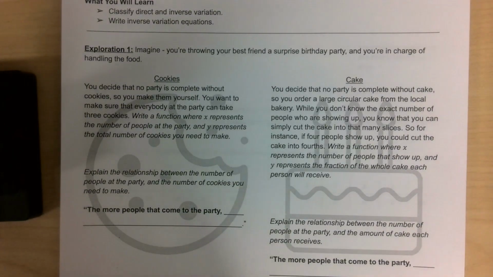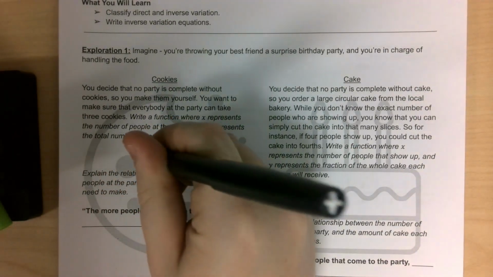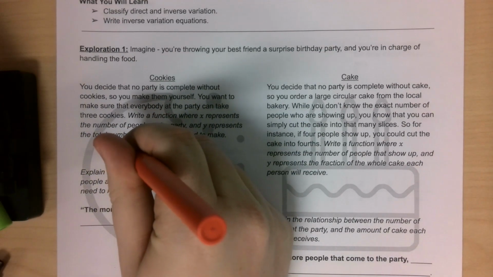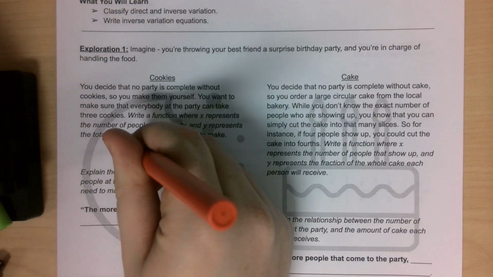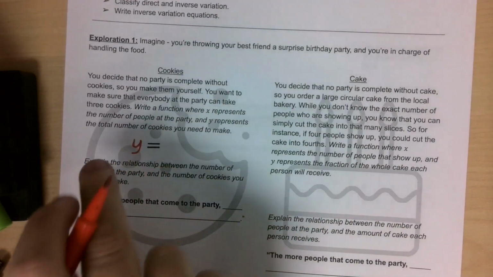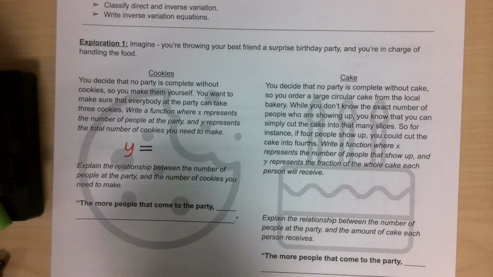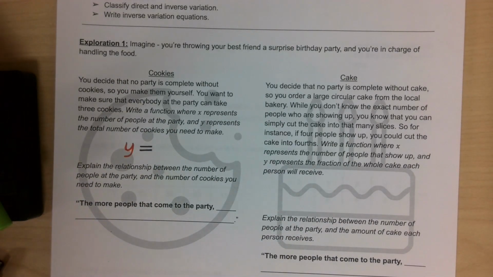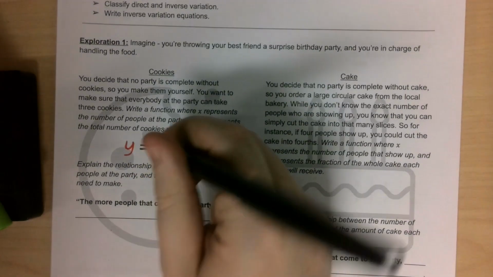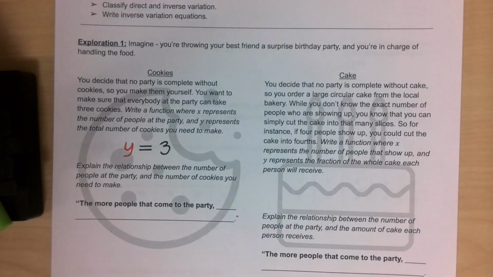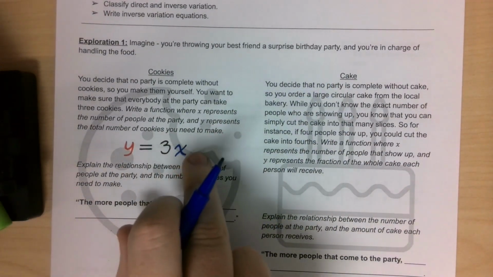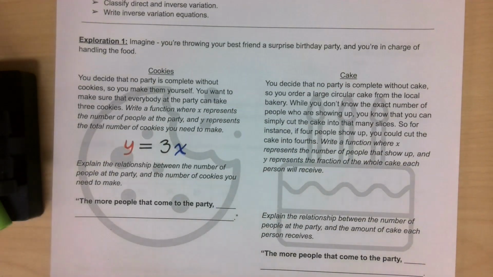So hopefully when we're looking at the cookies one, we see that we could write an equation where y equals something. The number of cookies that we need to make should be equal to the number of cookies each person gets times how many people there are. So 3x. 3 cookies per person gives us y, our total.